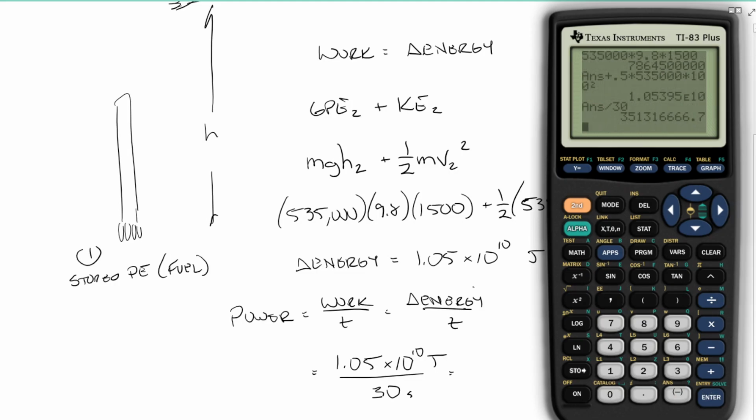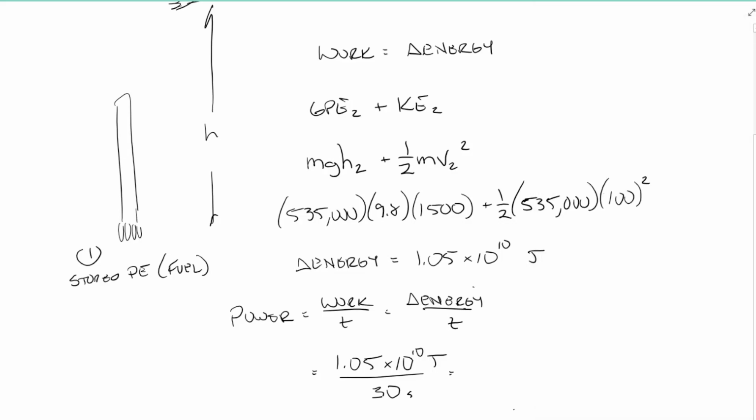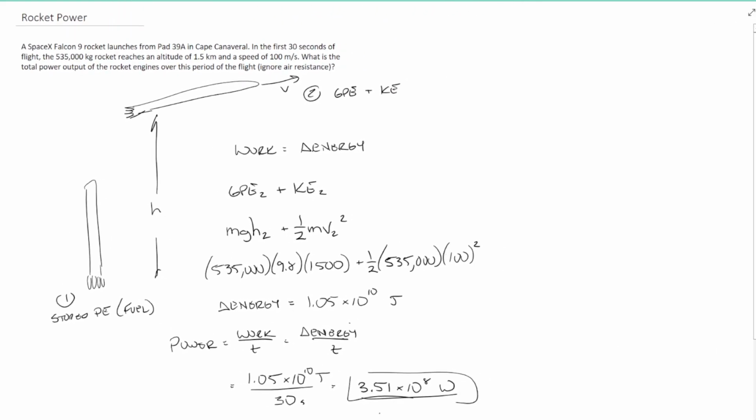And we get, looks like a lot of zeros. I count 1, 2, 3, 4, 5, 6, 7, 8: 3.51 times 10 to the 8 watts. So a lot of power out of that engine. That would be an acceptable answer. You might convert that to kilowatts. You might convert it to horsepower. There's different units for power, but that would be ultimately the power of the rocket engines to get it up to that speed and at that altitude in 30 seconds.